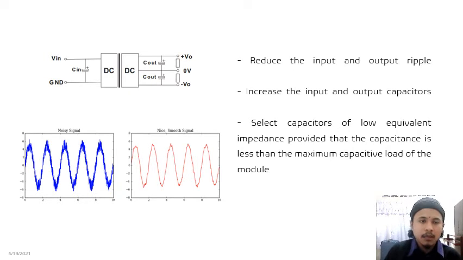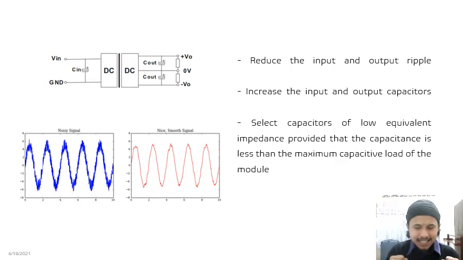Next is a recommended circuit to reduce the noise. As we see in the circuit, we need to add an additional capacitor before the module and after the module. The function is to reduce the input and output ripple. Next, if we increase the input and output capacitor, it means that if the voltage is different, there is a calculation that needs to be done before. And lastly, select a capacitor of low equivalent impedance, provided the capacitance is less than the maximum capacitance load of the module. So there is a lot of calculation work that needs to be done.